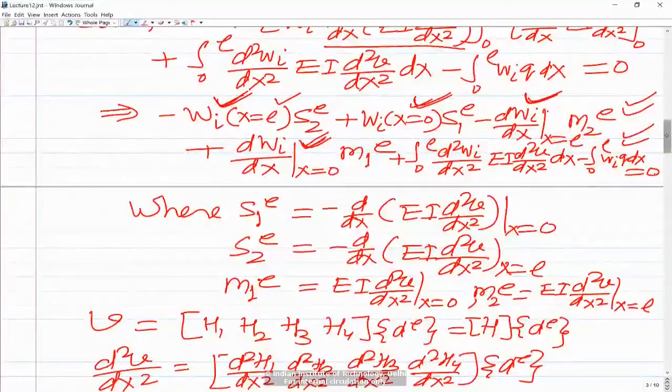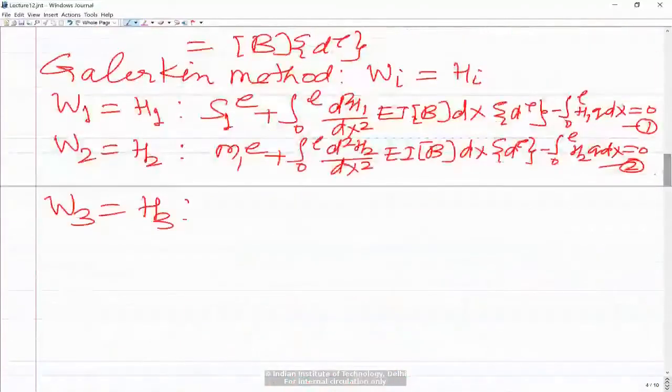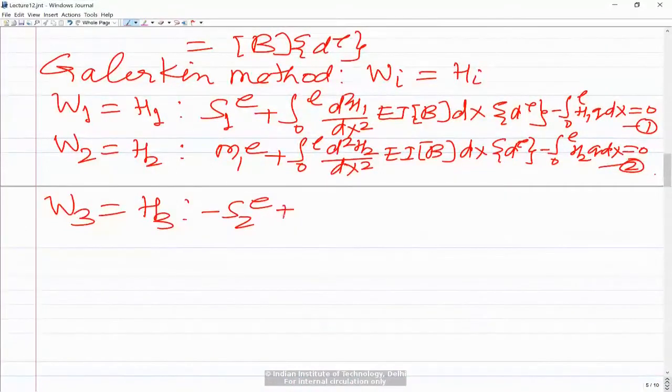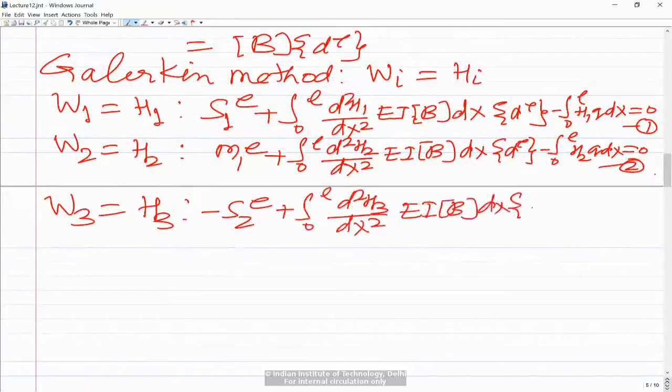So in this case we will have the boundary term as minus s2e, and integral 0 to L d2 h3. Now the weight function is h3, so d2 h3 by dx square into EI into B dx, and then de, minus integral 0 to L h3 q dx equal to 0. So this is equation number, say, 3.